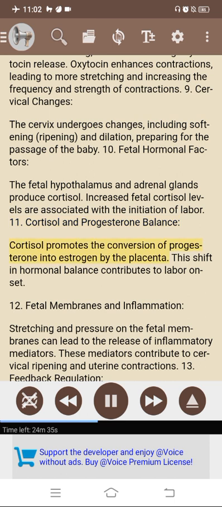11. Cortisol and progesterone balance. Cortisol promotes the conversion of progesterone into estrogen by the placenta. This shift in hormonal balance contributes to labor onset.